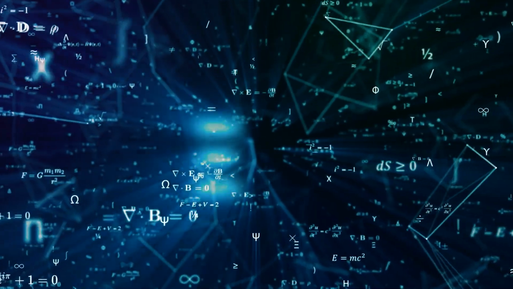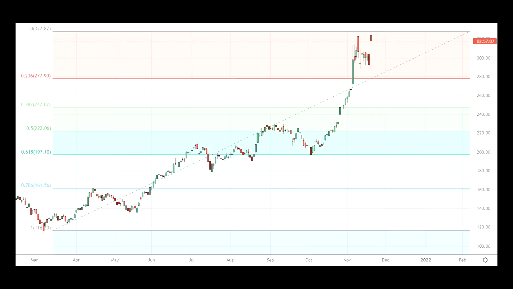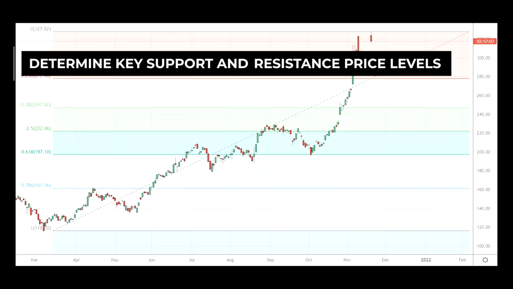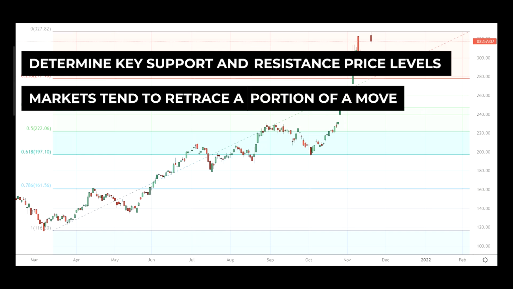So first off, let me explain what Fibonacci retracements are. It's a method of technical analysis to help you determine key support and resistance price levels. The ratios of the Fibonacci sequence of numbers provide important price levels to which markets tend to retrace a portion of a move before a trend continues in the original direction.